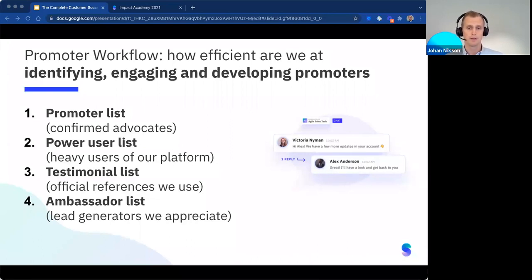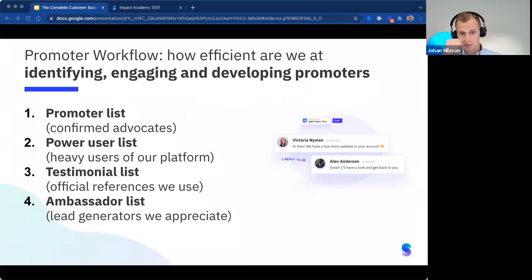These are people that we send to sales, marketing that really promote our product. It can also be these power users, the ones that are using the product the most. We need to keep track of those, and how can we keep them engaged? What more can we do for them?